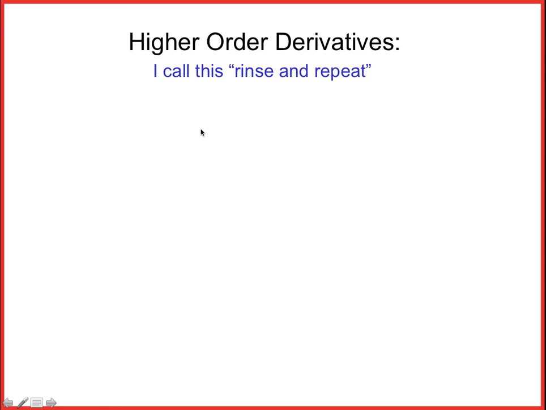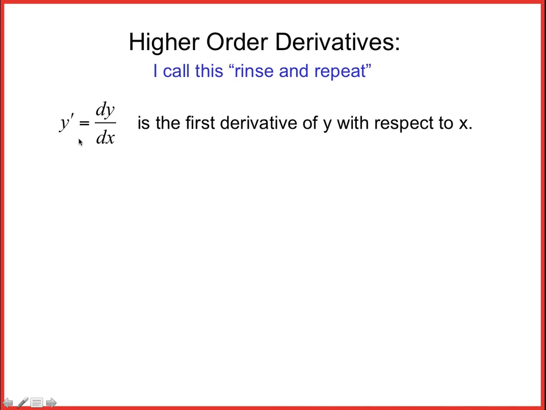Okay, so we talked a little bit about it in that first example that wasn't in your notes, but higher order derivatives is just taking the derivative of the derivative and repeating that process. And so I call higher order derivatives rinse and repeat, because you just keep differentiating your result.